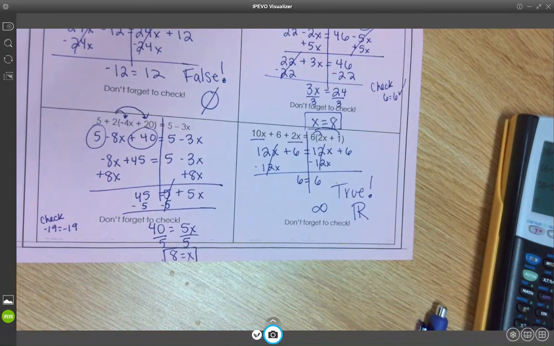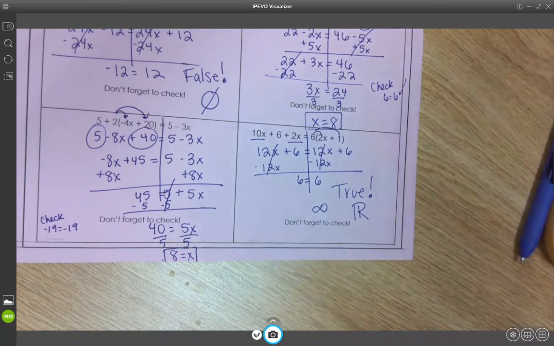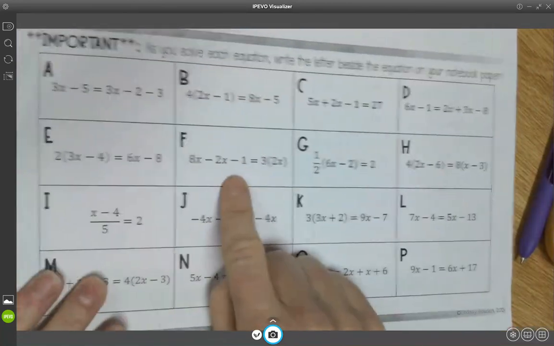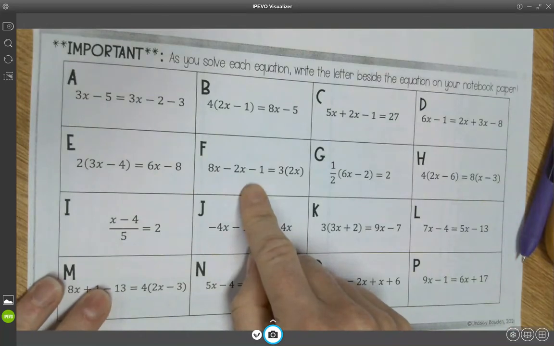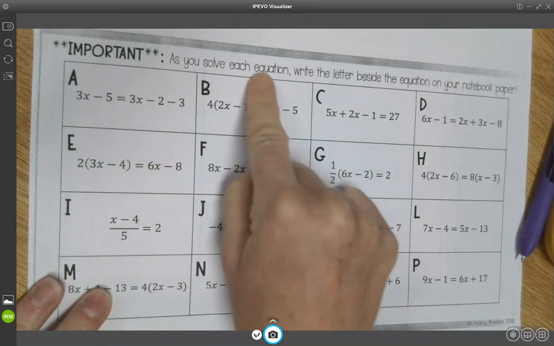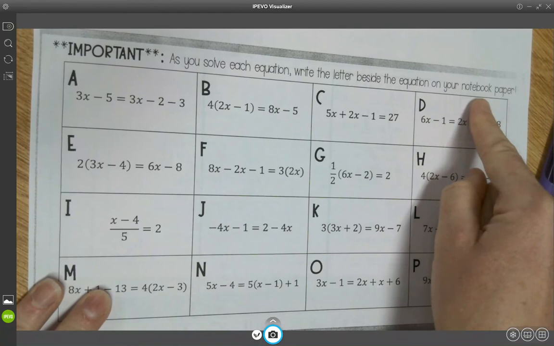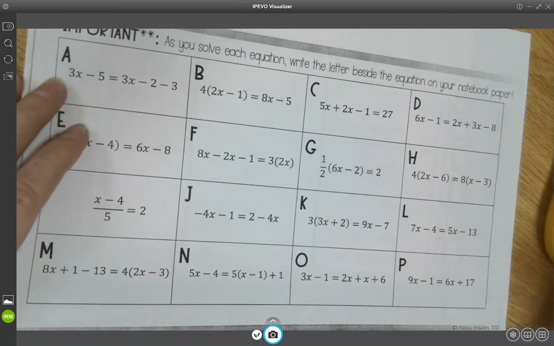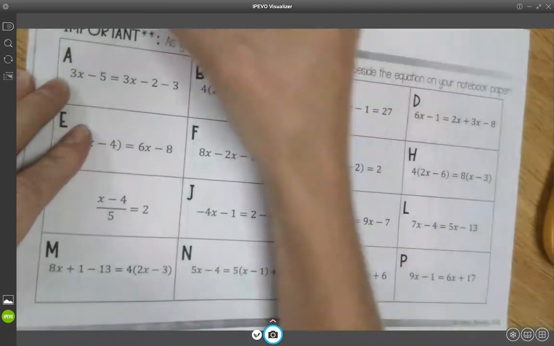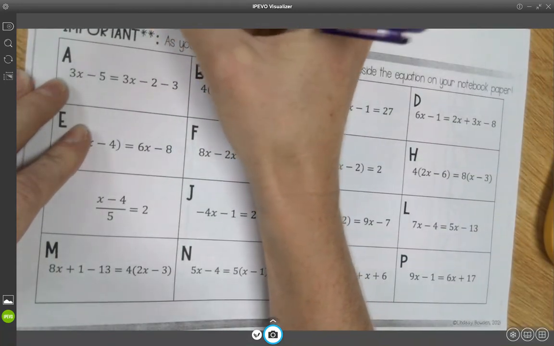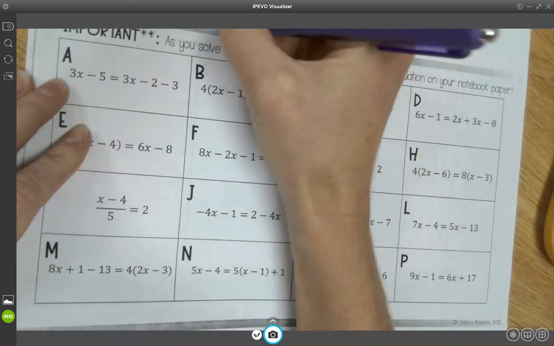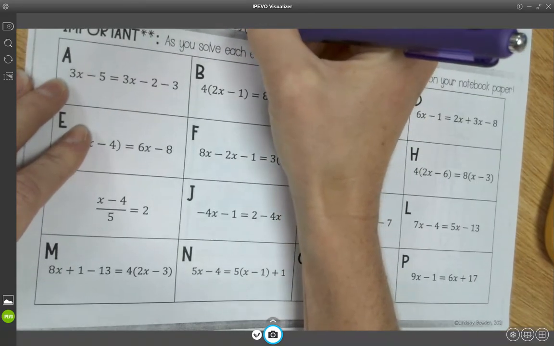Let me tell you about your assignment. You're going to glue this in on page 11 in just a minute. Hang on a sec. Let me go ahead and tell you about your assignment. We're just doing A through F today. And it says, as you solve each equation, write the letter beside the equation on your notebook paper. So you're going to work this out on paper. A through F today. So if you want to put Monday, A through F. And then Tuesday is going to be G through P.